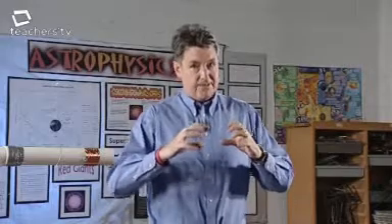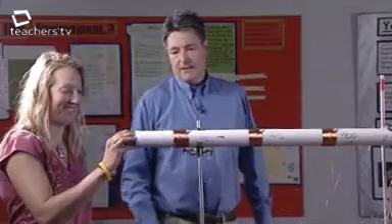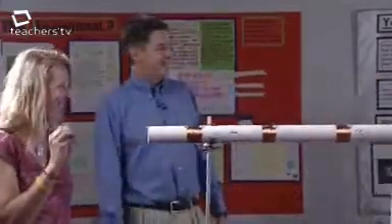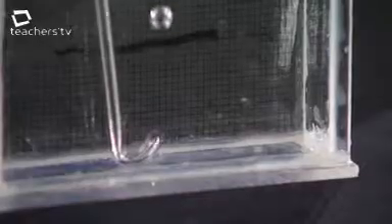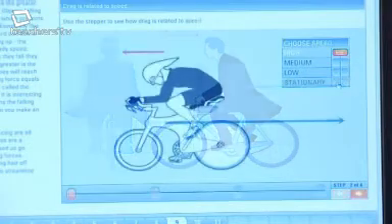Today, Steve is looking at forces, a topic which most non-physicists find difficult. He starts with a homemade air bazooka to show how unbalanced forces result in acceleration, and follows this up with an investigation into how air bubbles rise in glycerol. And he shows us how force arrows can be used to represent the forces acting on a body.